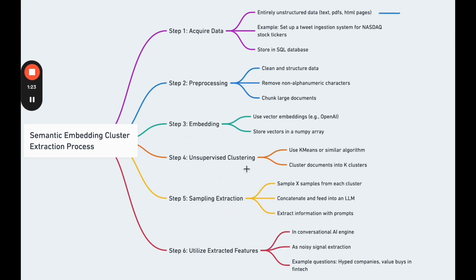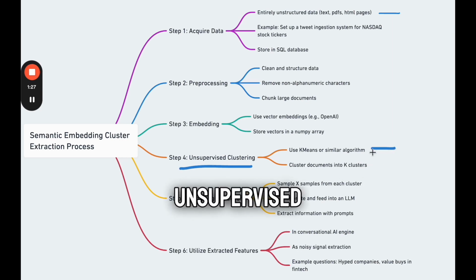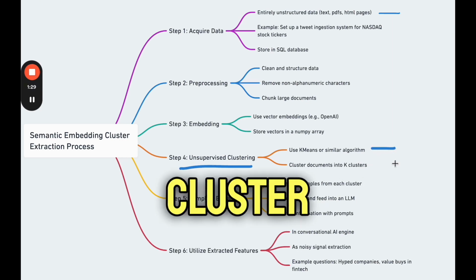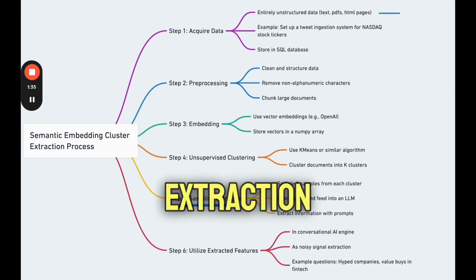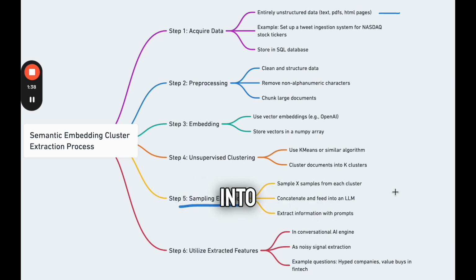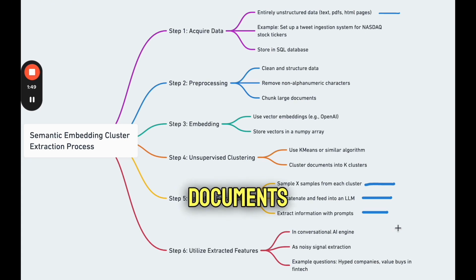Step 4, unsupervised clustering. Use k-means or some other unsupervised clustering algorithm to cluster your documents into k clusters. Let's use 100 clusters. Step 5, sampling extraction. Now you have your documents partitioned into k clusters. So sample x samples from each cluster, concatenate them and feed them into an LLM to extract some information using prompts like, what do all these documents have in common? Are they describing positive or negative sentiment?